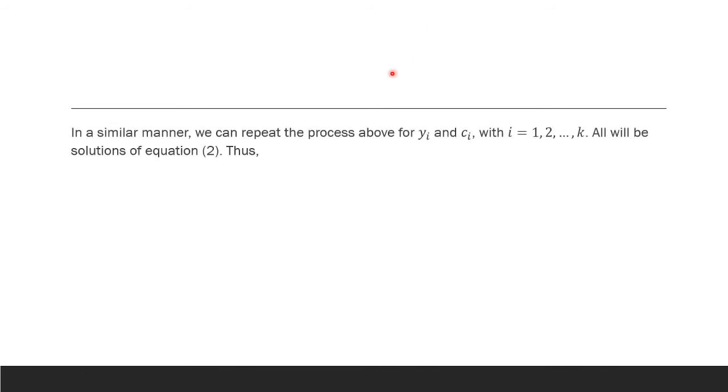Now, in a similar manner, we can repeat this process for y sub i and c sub i, with i equal to, for example, 1, 2, up to a certain value, let's say k. And all will be solutions of equation 2. So, halimbawa, ang n mo mataas. So, you can have various combinations and all of those combinations will also be solutions to your differential equation.